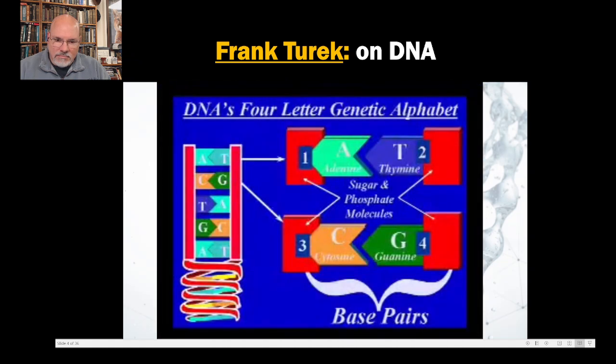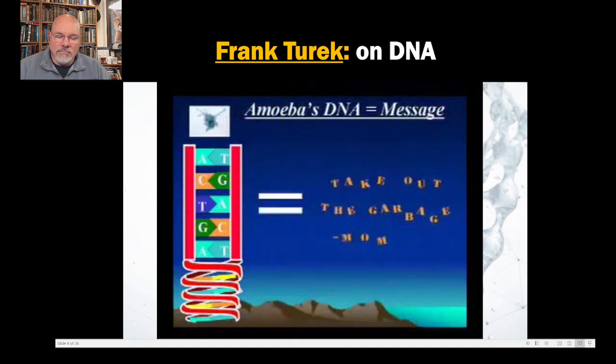It only has 4 letters. The English alphabet has 26, but it can communicate information. And it communicates an incredible amount of information. It communicates information just like "take out the garbage, mom." But it's a lot more complicated than that. The question is, how much information in DNA is in a one-celled amoeba?